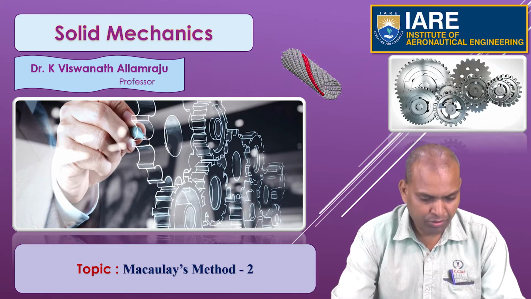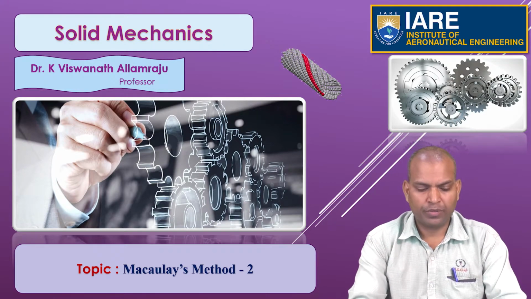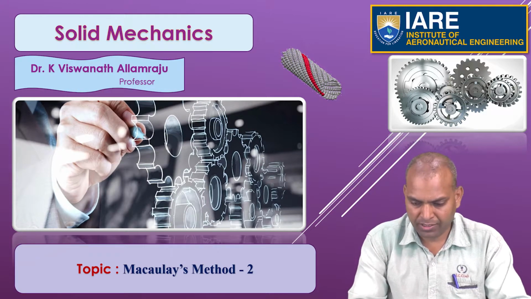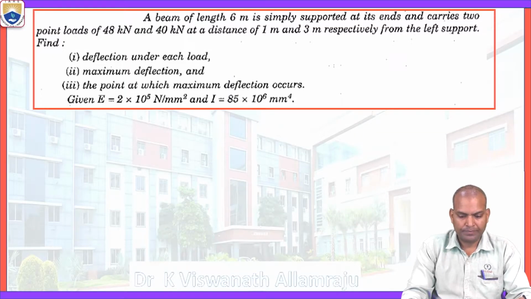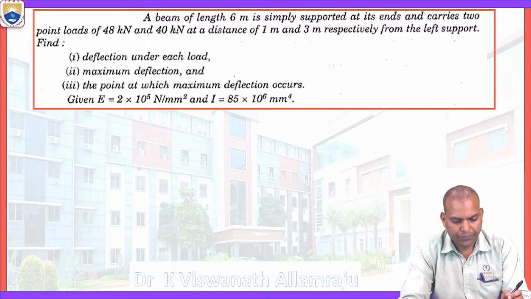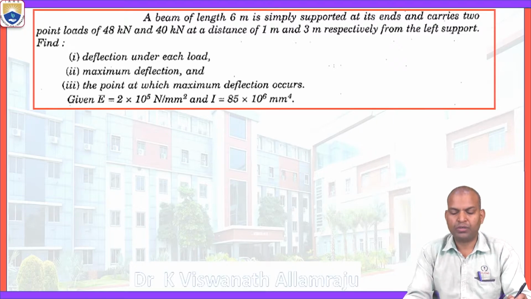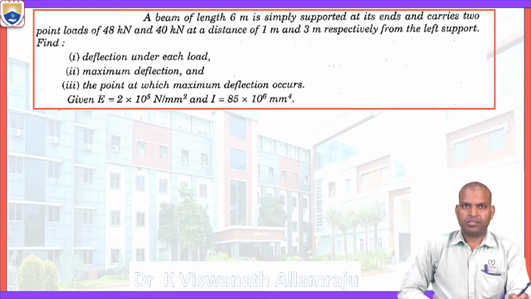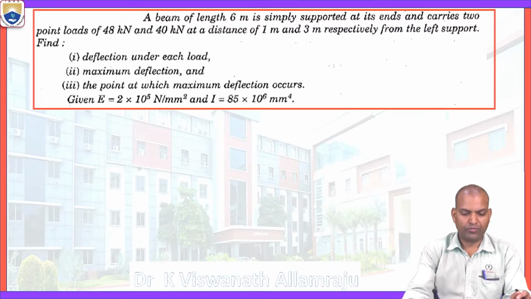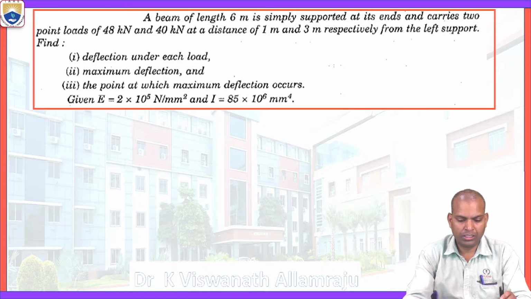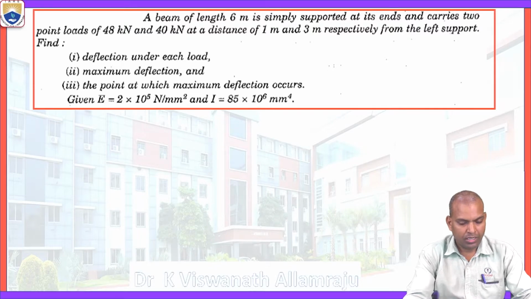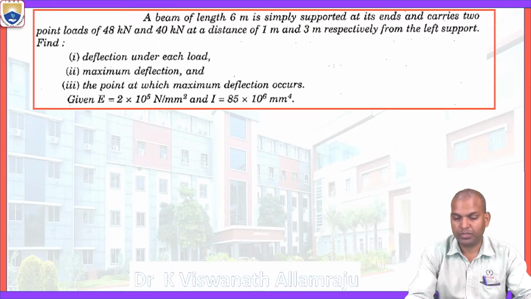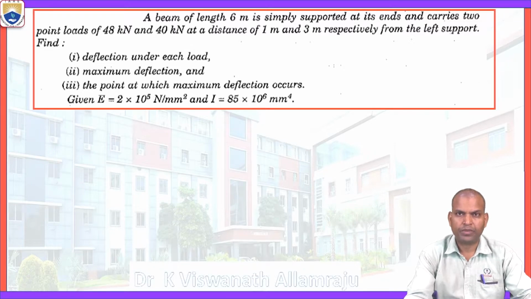In this session, we are going to study and solve some of the problems on Macaulay's method. So, here, a beam of 6 meters is simply supported at its ends and carries point loads of 48 kilonewtons and 40 kilonewtons at a distance of 1 meter and 3 meters respectively from the left support.